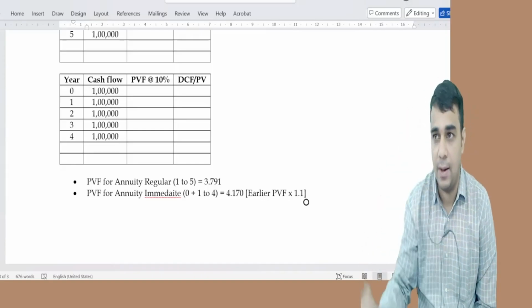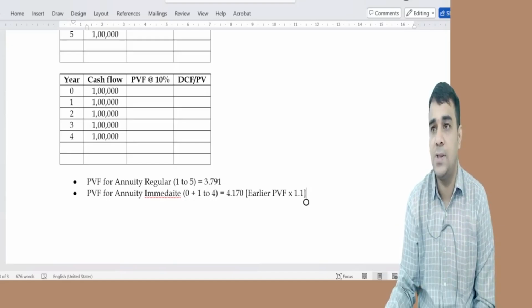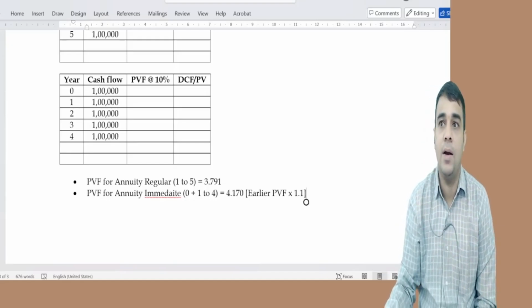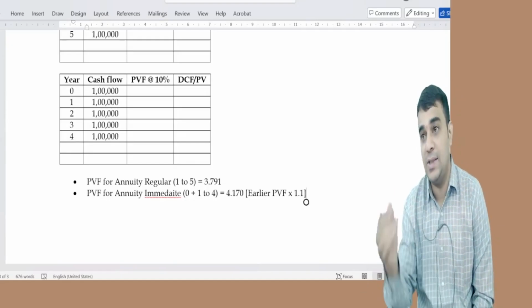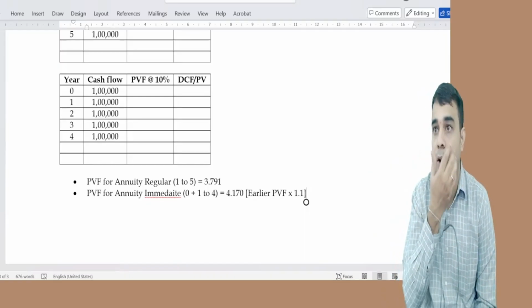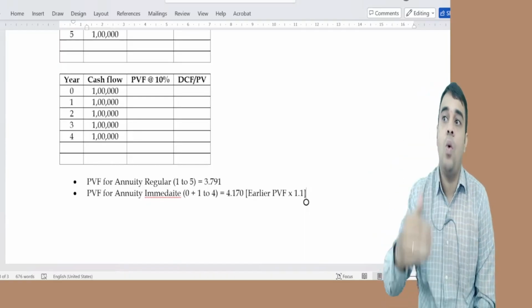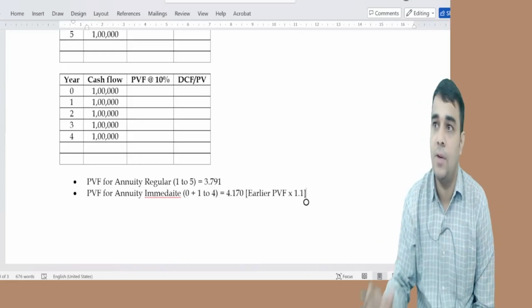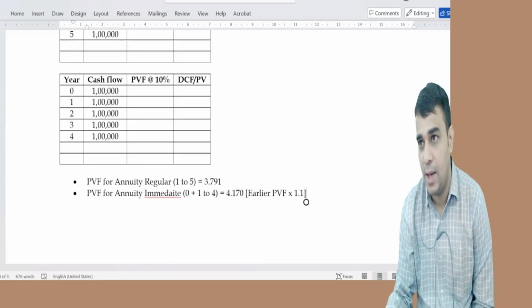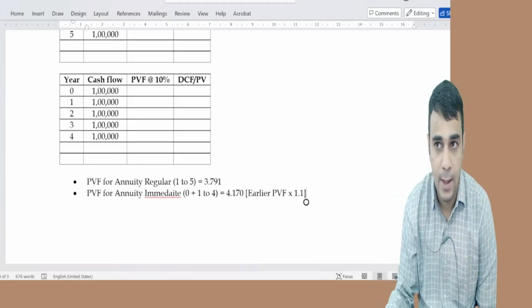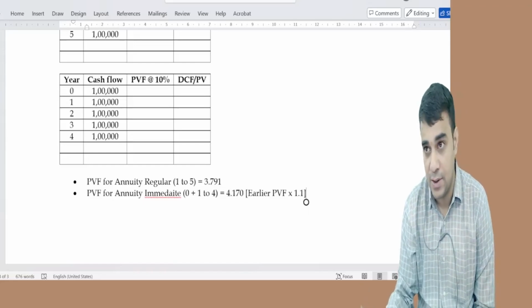1.1 is 1 plus R. Immediate will be 1 plus R. Extra 1 year compounding, lesser 1 year discounting. So the values go up, be it present value, be it future value. Any doubts on this? Able to understand first the concept?